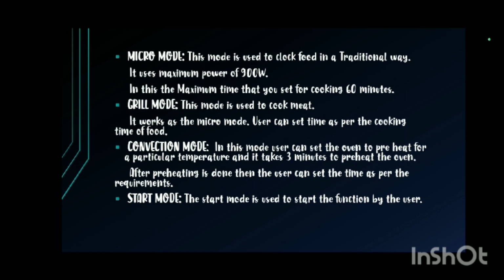In this mode, the user can set the oven to preheat to a particular temperature and it takes 3 minutes to preheat the oven. Fourth one is start mode. The start mode is used to start the function by the user.